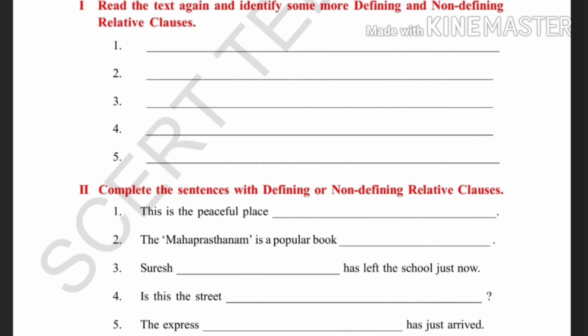For example, first one, this is the peaceful place where we lived. Second one, the Mahaprasthanam is a popular book which was written by Sri Sri. Suresh, who is in blue dress, has left the school just now. Is this the street where you met with an accident? Fifth one, the express, which number is 123, has just arrived.